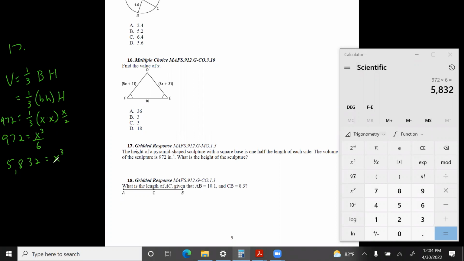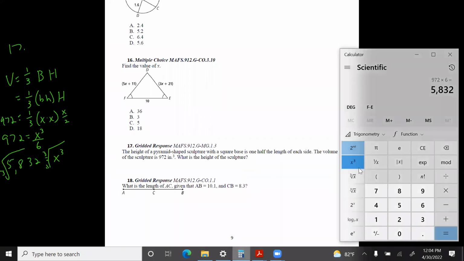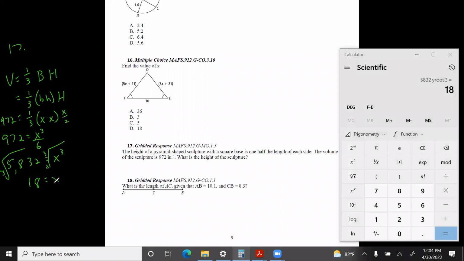Then we need to get x by itself. So we have to take a cubed root of both sides. So on the calculator, I'm doing second cubed root is 18. So they wanted, what is the height of the sculpture? This represents the length of one of the sides. The height was half of that. So the height's going to be 9. So 9 inches. Yeah, divide that in half. And that's what gave us 9 for our height.